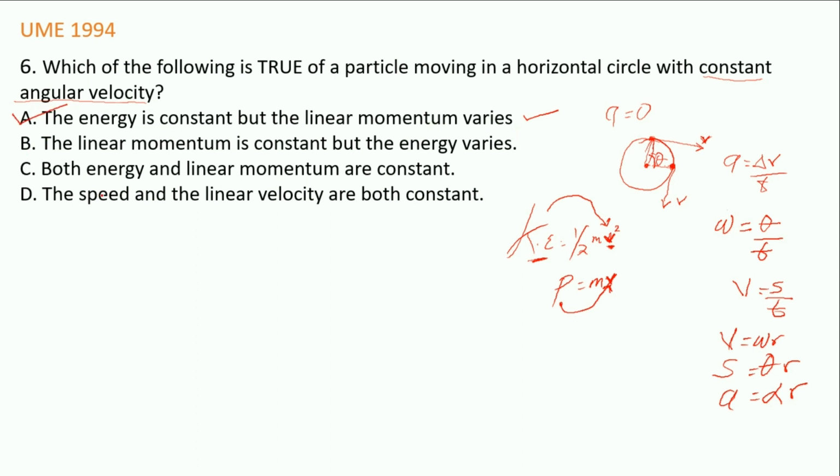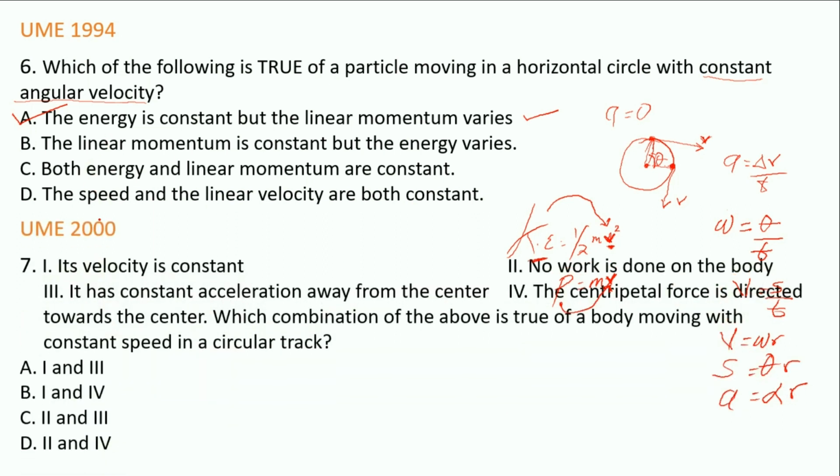You can decide to go through the other options. Energy and linear momentum both constant? Of course, you know this is wrong. Spin and linear velocity are both constant? No, the linear velocity changes while the speed is constant. So our answer for this question is option A.